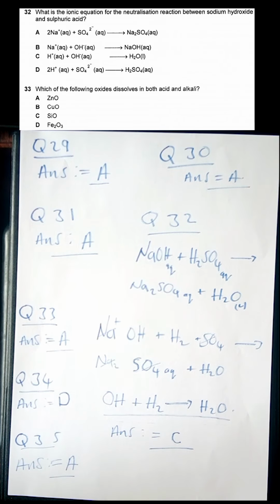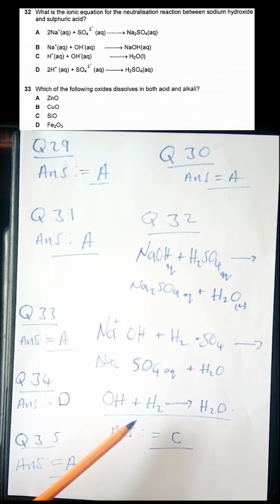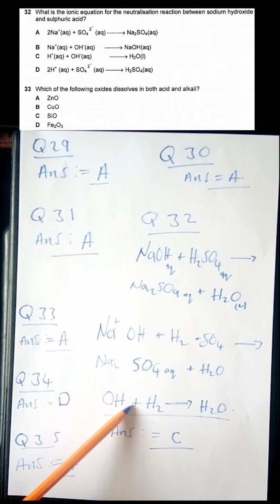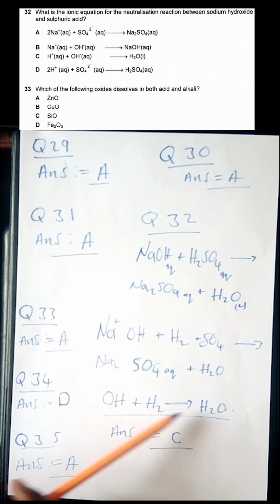32. What is the ionic equation for the neutralization reaction between sodium hydroxide and sulfuric acid? Between sodium hydroxide and sulfuric acid, I've written the equation there. Then the ionic equation, which remains, is this one. And the answer is C. So you can follow it up to get to that.